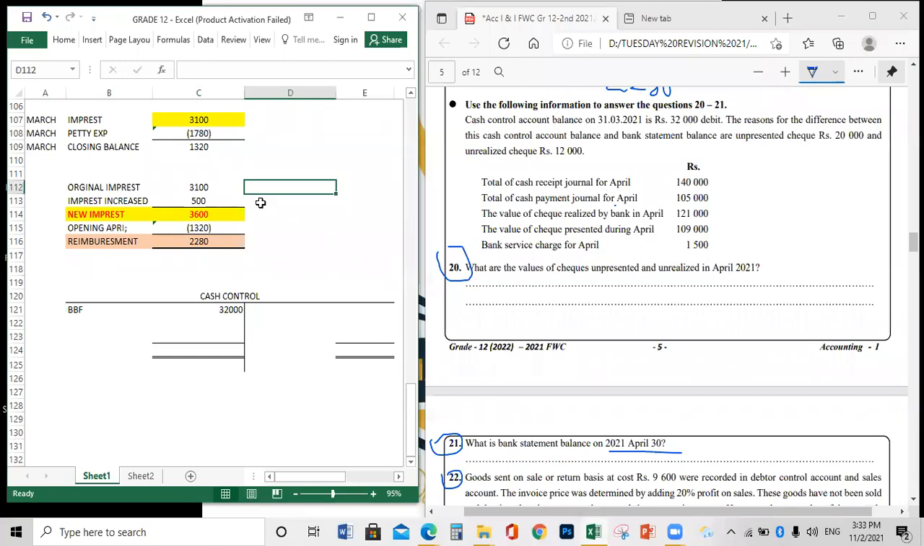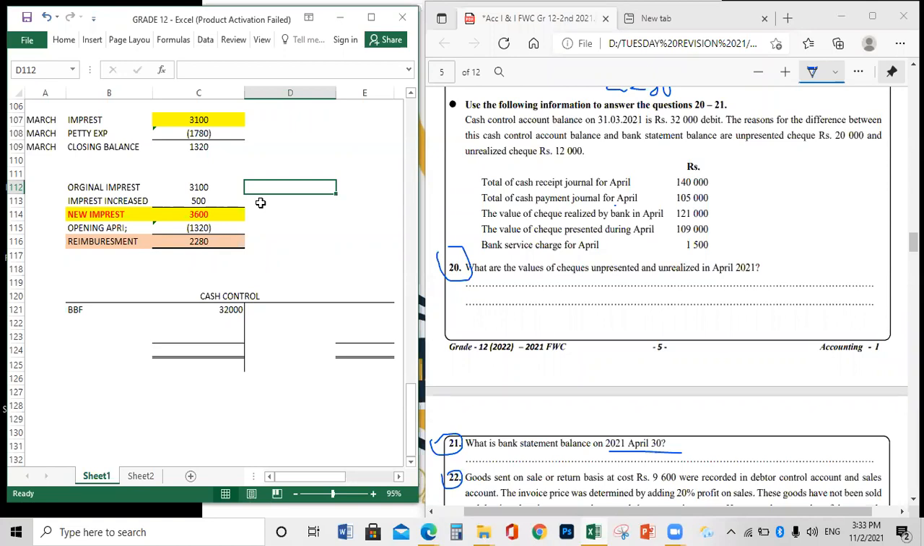The reasons for the difference between the cash control and the bank statement are unpresented checks of 20,000 and unrealized checks of 12,000. So they are telling us the reason for the difference between the bank statement balance and the cash control balance at the starting date is due to this unpresented 20,000 and unrealized 12,000. That is what they are saying.